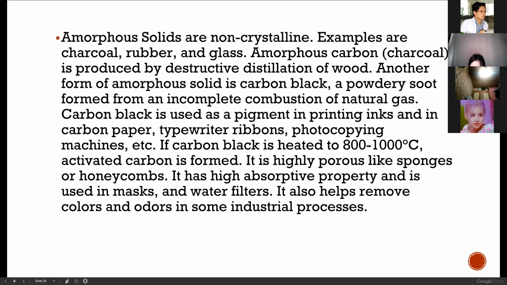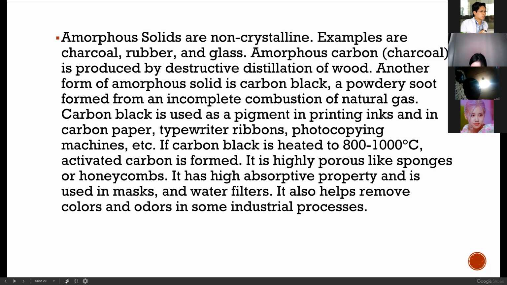When you say soot, in Bisaya, it's takuling. The black powder in your kettle, those are the powdery soot. Okay, those are carbon black. These are formed in incomplete combustion of natural gas. Yes, these are used also for ink, carbon paper, ribbons.